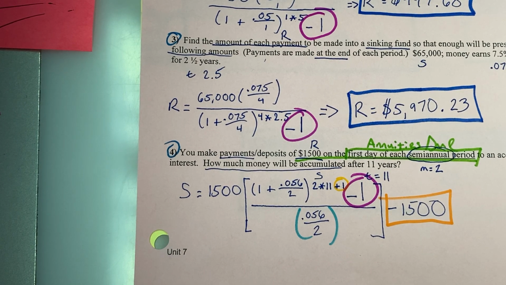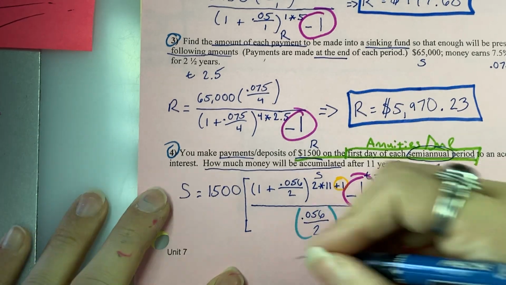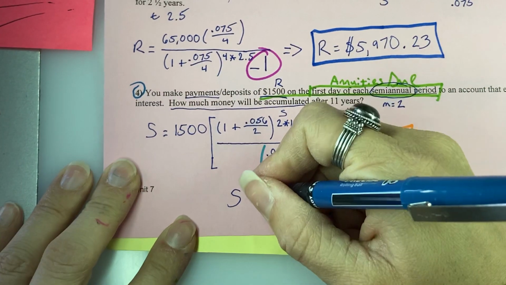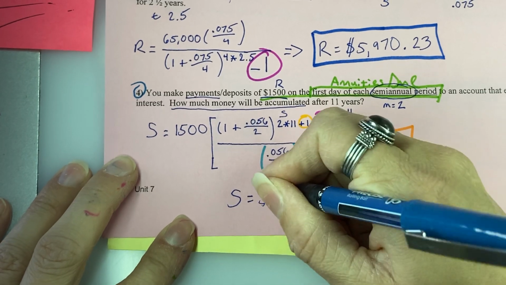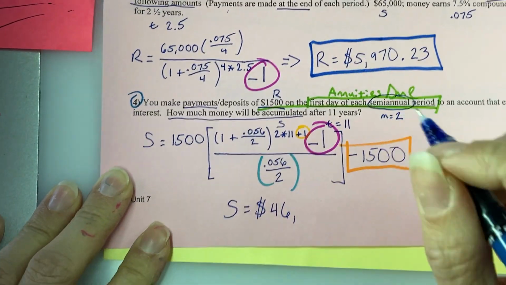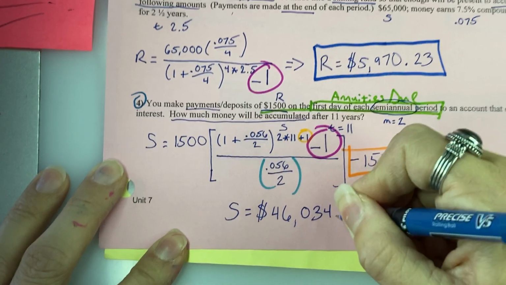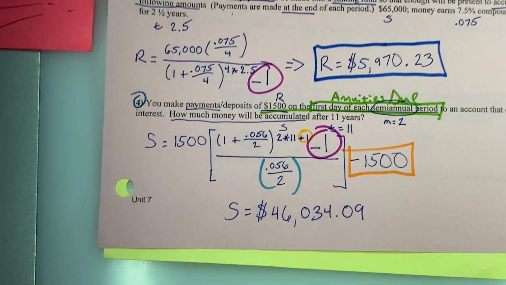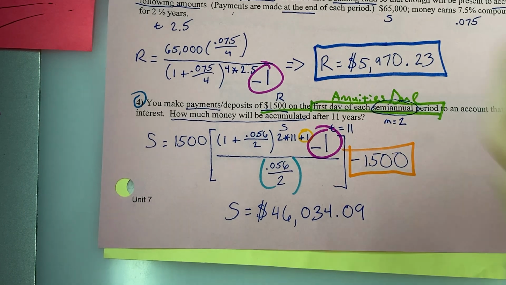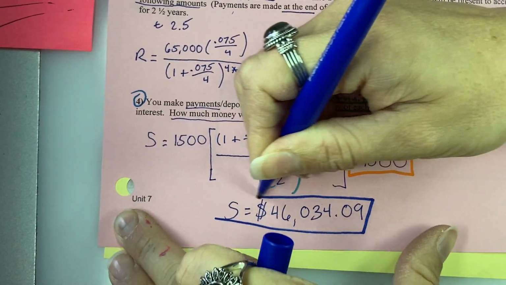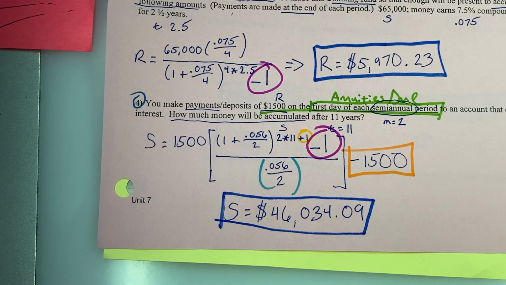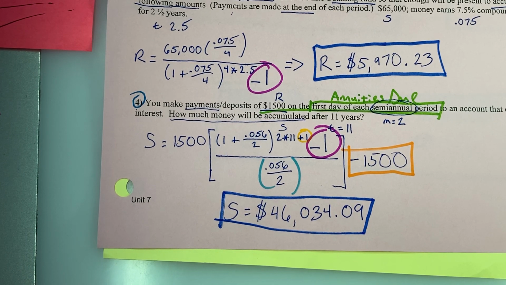Raise your hand if you're done. So S should be equal to $46,034.09. Raise your hand if you got that one right. Should we go through this one? Are you guys okay?